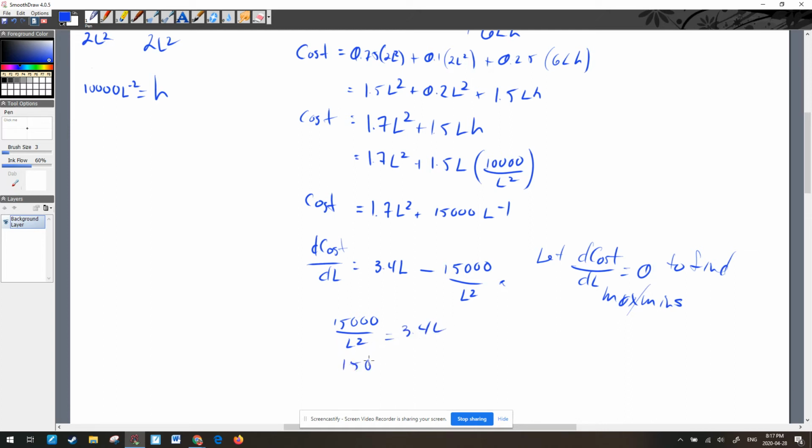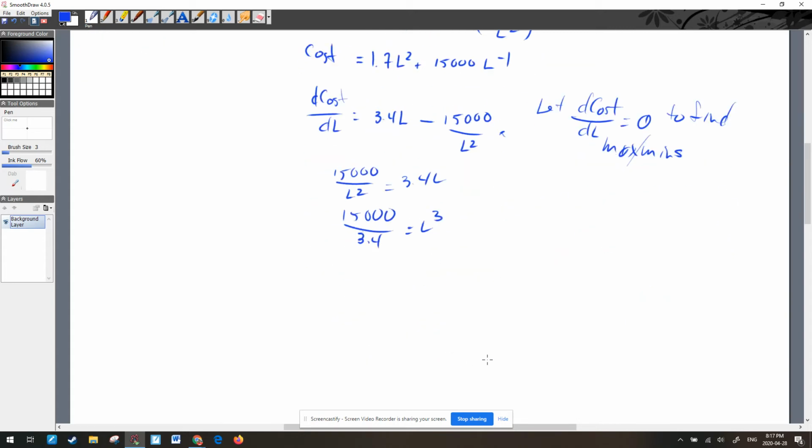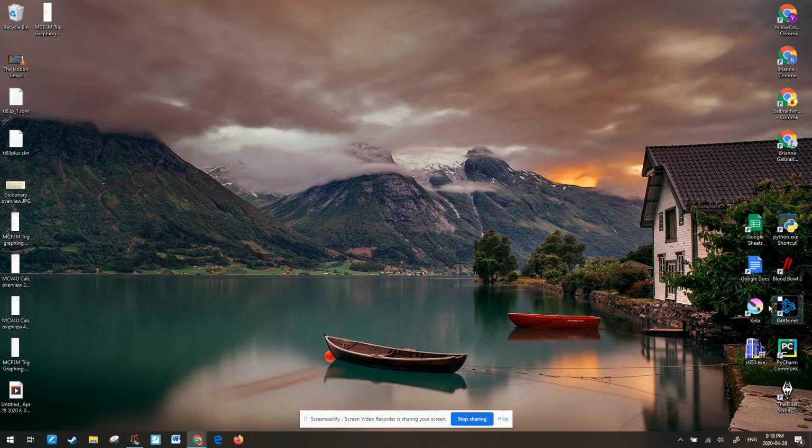Cross multiply. So we're going to get 15,000 divided by 3.4 is equal to L cubed. And then we're going to cube root both sides. So cube root this side, cube root this side, and we're going to find out that L is equal to whatever the cube root of this is. I guess I should probably calculate that. Let me grab a calculator.